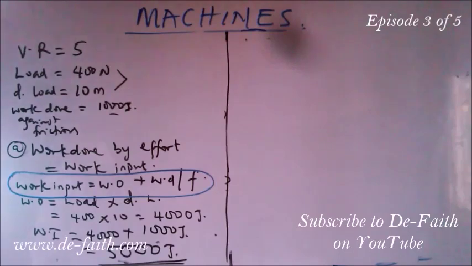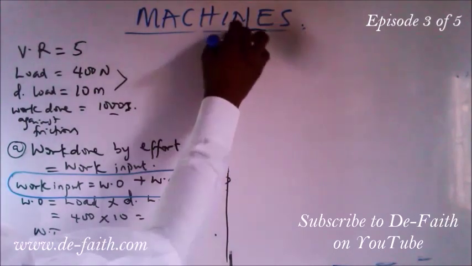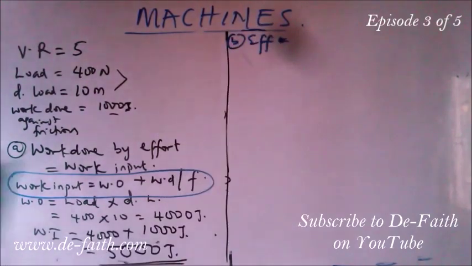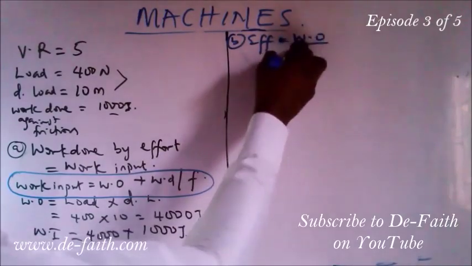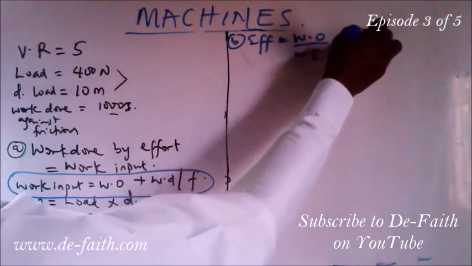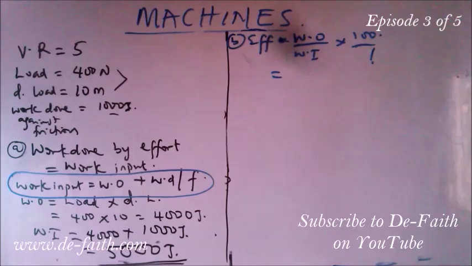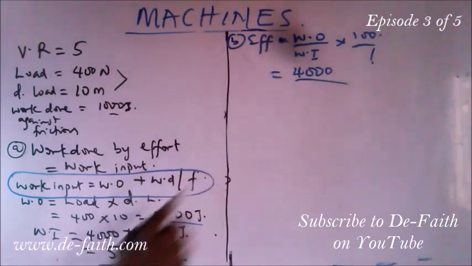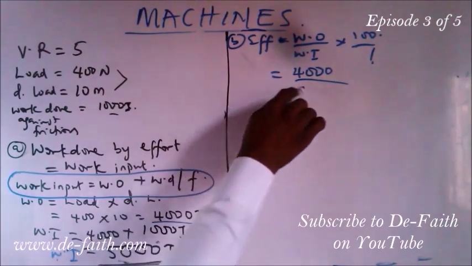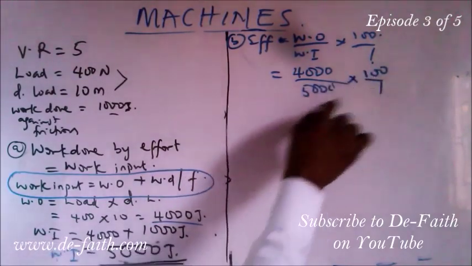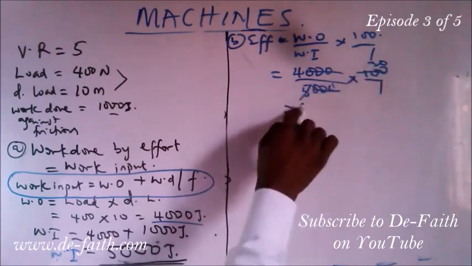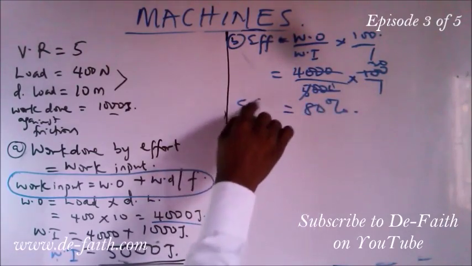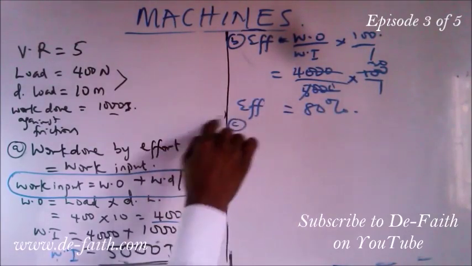So that is the first question, that's the work done by the effort. B says we should calculate the efficiency of the system. The efficiency of this system is gotten by the ratio of work output over the work input times 100. The work output in this question is 4,000, and the work input is 5,000, multiplied by 100 over 1. So with this, we have 4 times 20, which is 80%. So that is the efficiency of the machine.